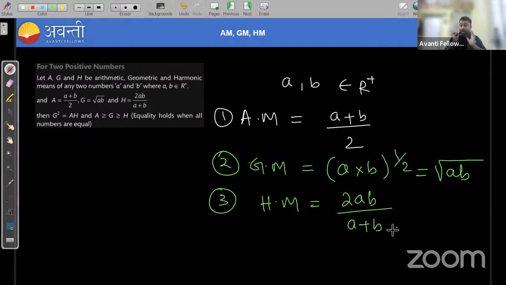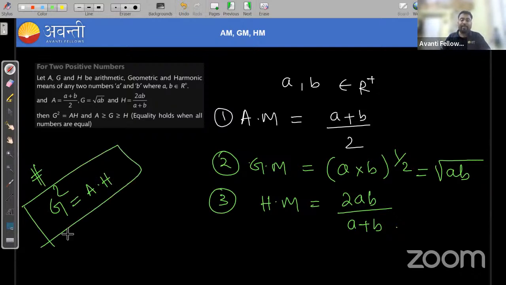Another equality here, which I am saying is also important, that is G square, geometric mean square. G square is equal to arithmetic mean into harmonic mean. Remember, arithmetic mean into harmonic mean. This is the first one.